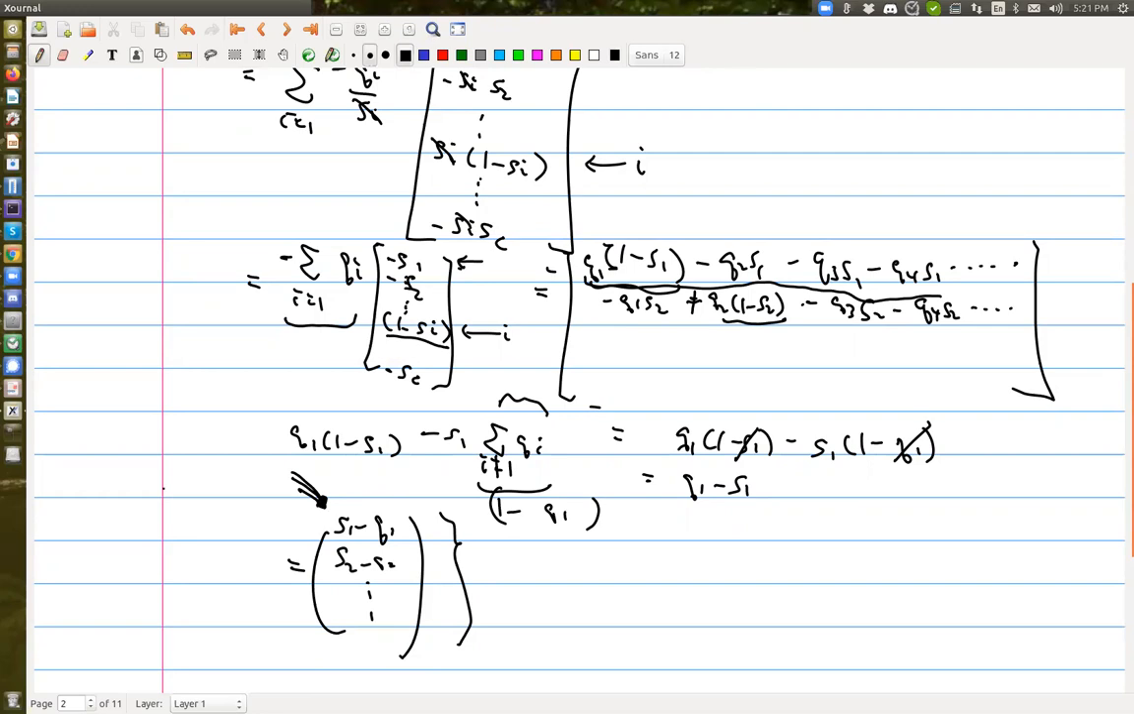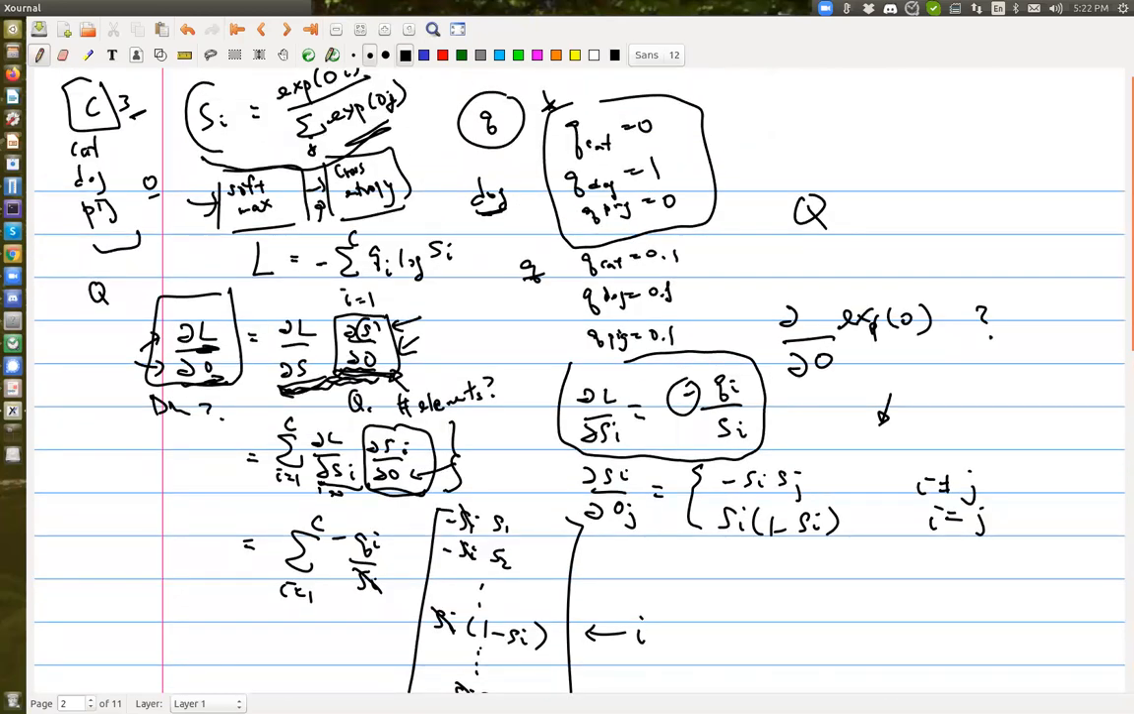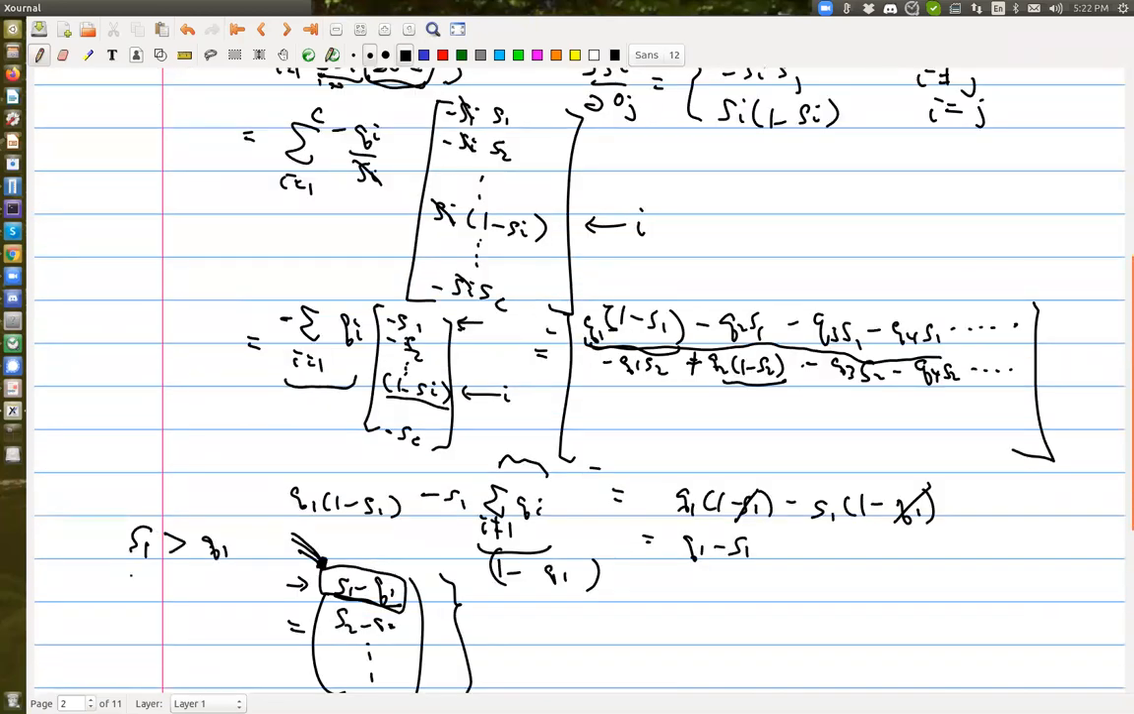And if my S1 is bigger than Q1, let's say, then what should I do? The gradient is positive, right? So for this coefficient, the derivative here is positive. If I want to minimize the loss, I should decrease this. Meaning I should make O1 smaller, so I should decrease the score there, right? It actually totally makes sense, right?